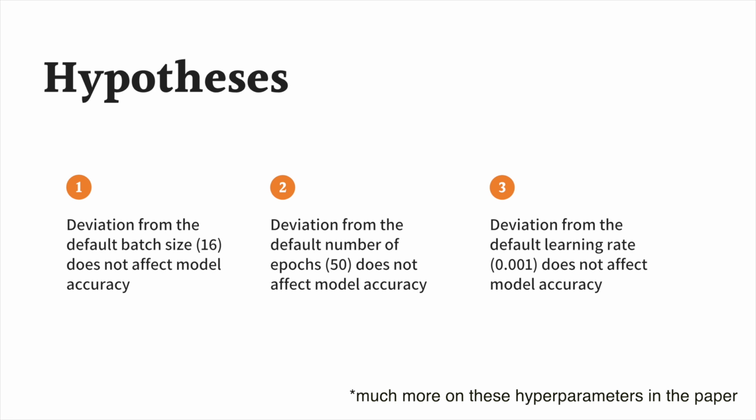My second hypothesis was that deviation from the default number of epochs does not affect model accuracy. Epochs is the number of times that the model sees each data point during training, or also just the number of times that you cycle through all the data. And three is that deviation from default learning rate does not affect model accuracy. So learning rate is just like how it is in our curriculum. It's how fast the model learns these new concepts.